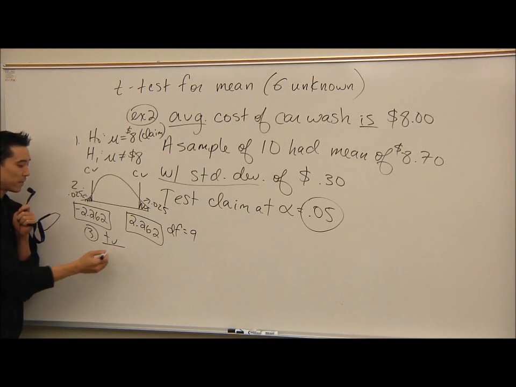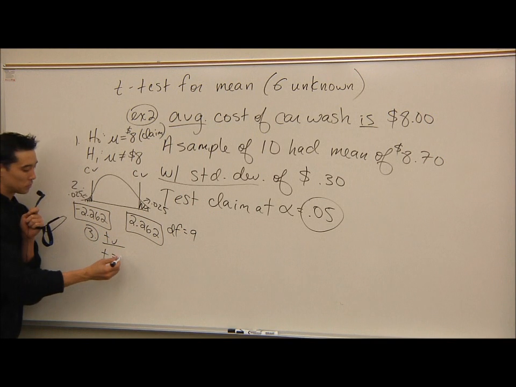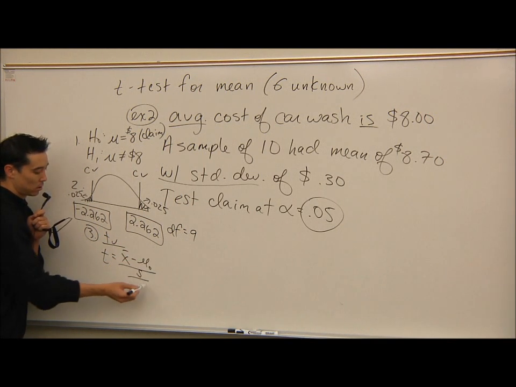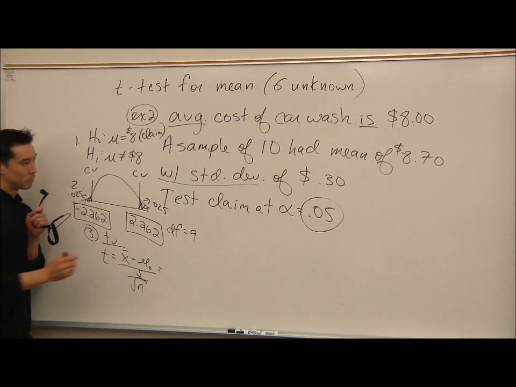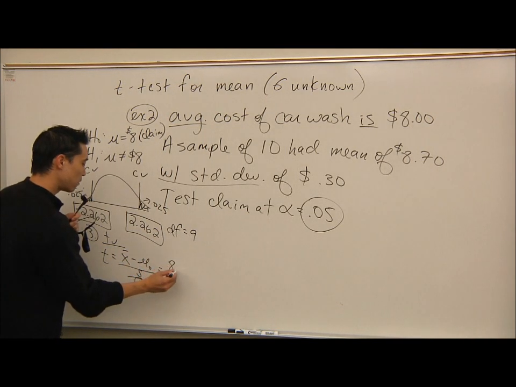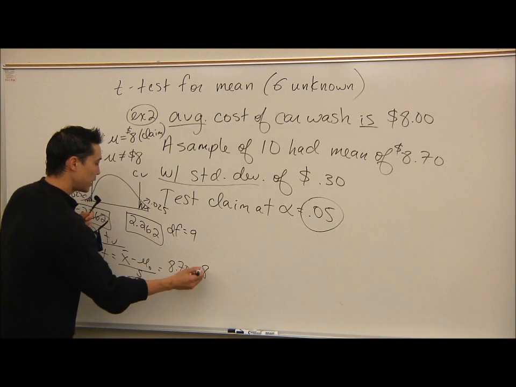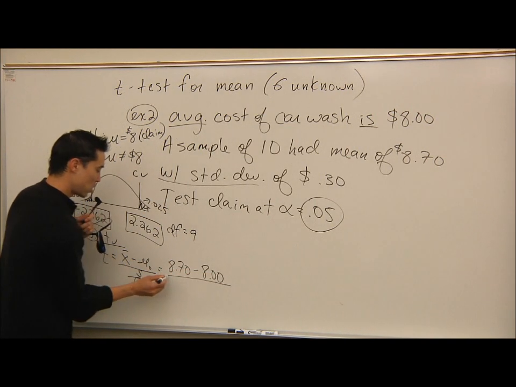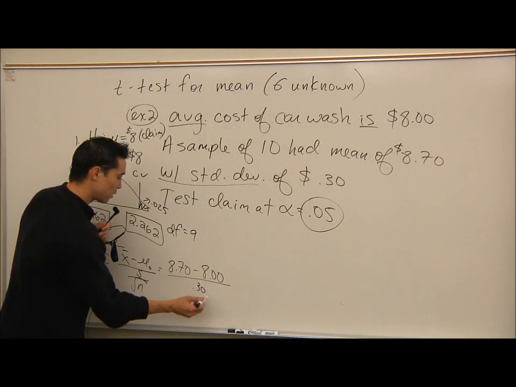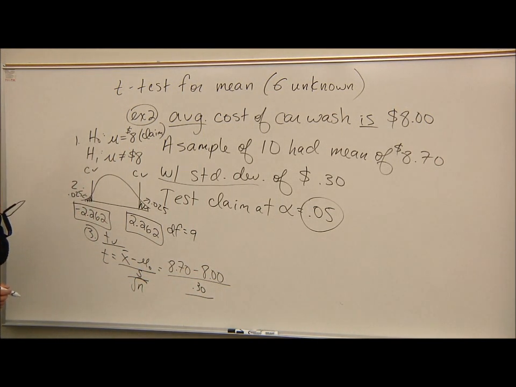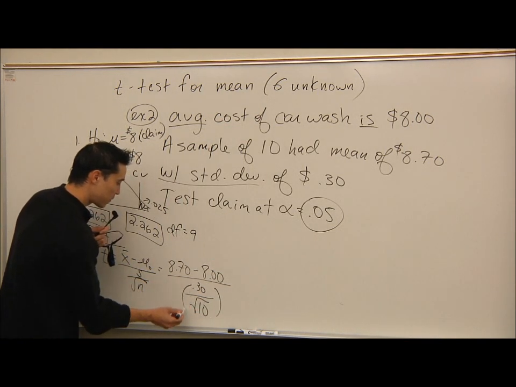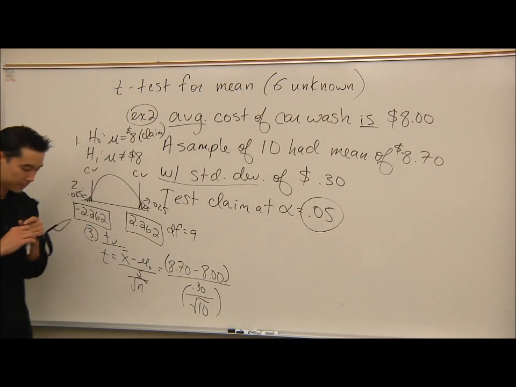Okay, go ahead. Do the test value yourself and tell me what you get, and I'll do it while you're doing it. So 8.70 minus 8, all divided by 30 cents, all divided by the square root of 10. Be super careful with parentheses. You will need them.